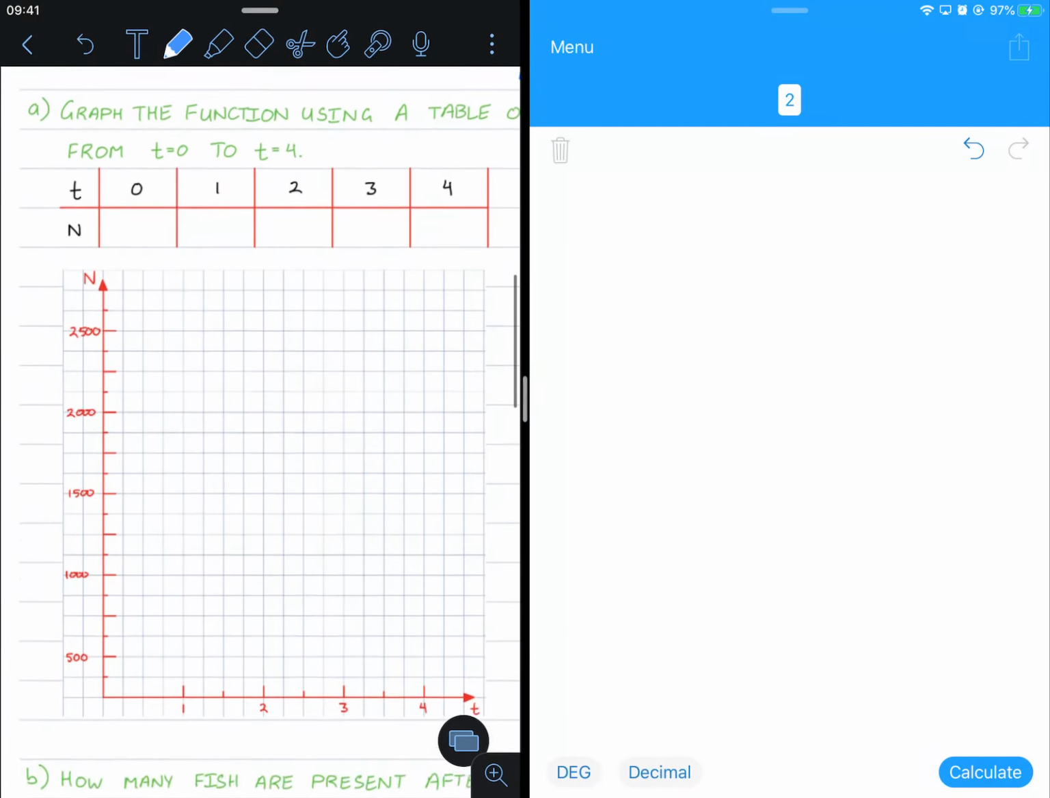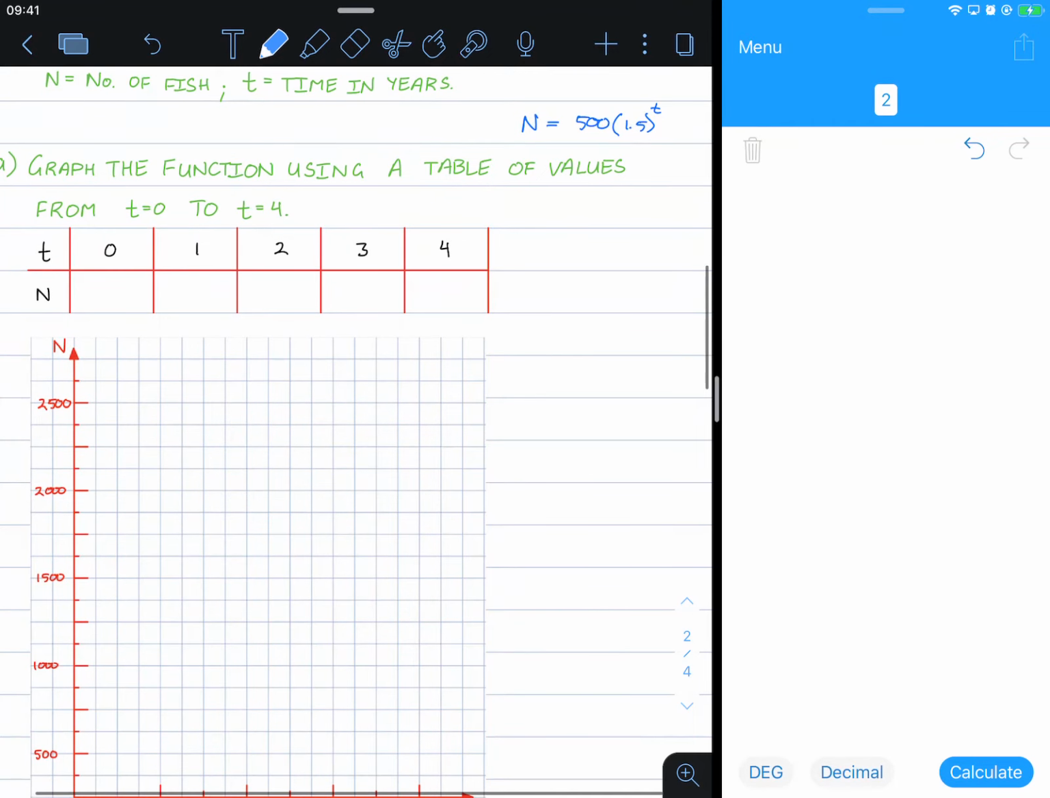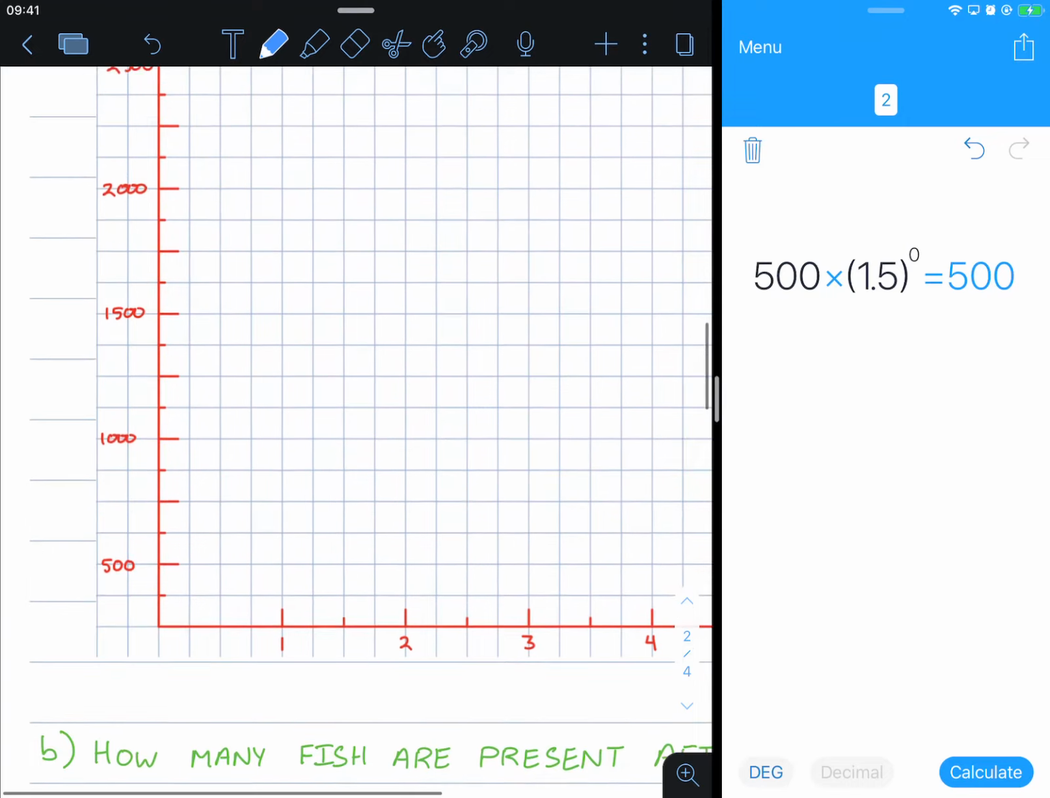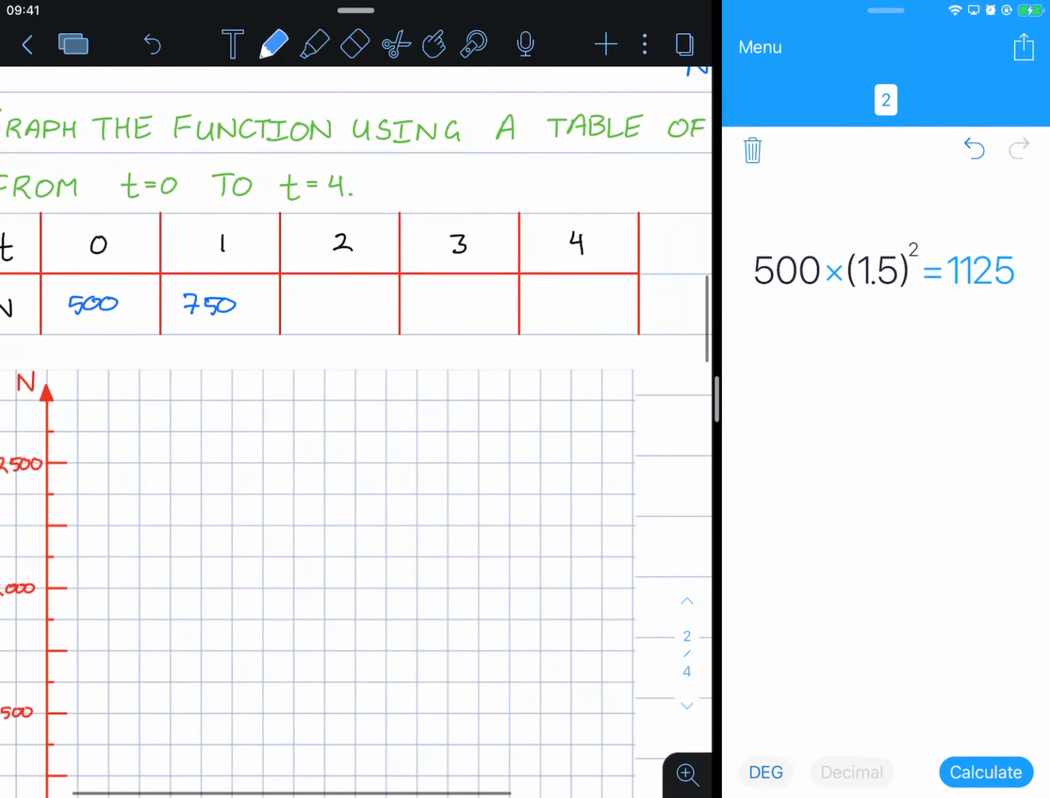So I'm going to do that now. Here we go. How you type this in is going to be 500 bracket 1.5 to the power of 0. That gives us 500. We'll delete the 0, place in 1, gives us 750. To the power of 2, 1125. To the power of 3.